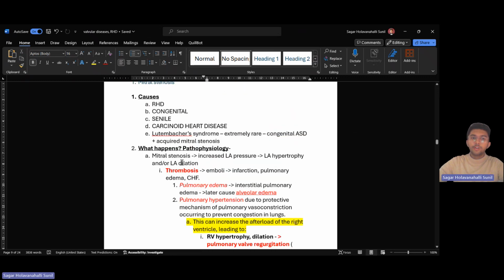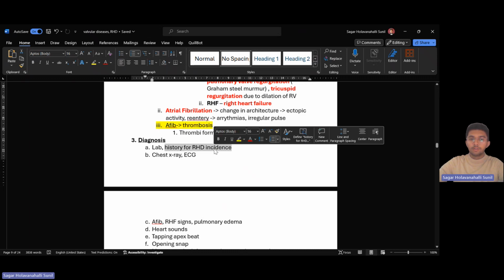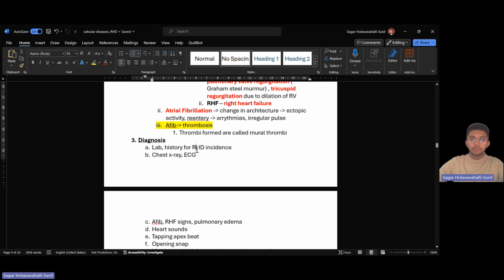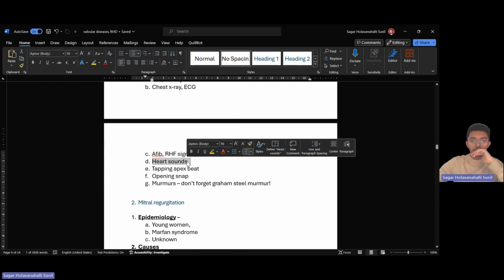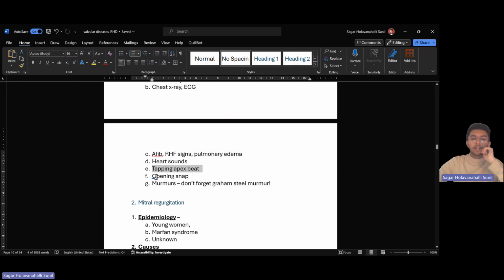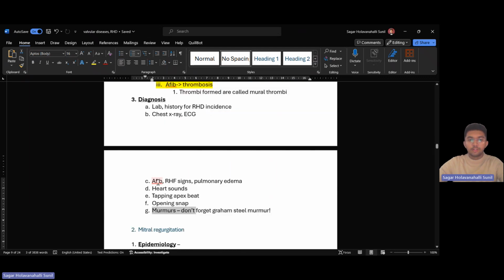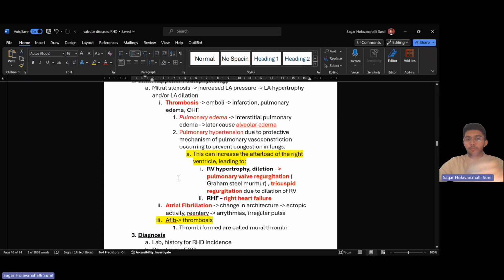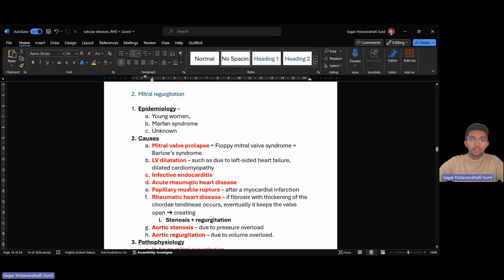Now, how do you diagnose mitral stenosis? First of all, we do chest X-ray, ECG, labs, and history for rheumatic heart disease, because rheumatic heart disease is the most common cause of mitral stenosis, right? You can hear heart sounds and the tapping apex beat that I just spoke about. You can hear opening snaps and murmurs. In order to understand these, you'll have to go back to my document and you can also refer to other videos, because otherwise it will be too much to cover in one question.